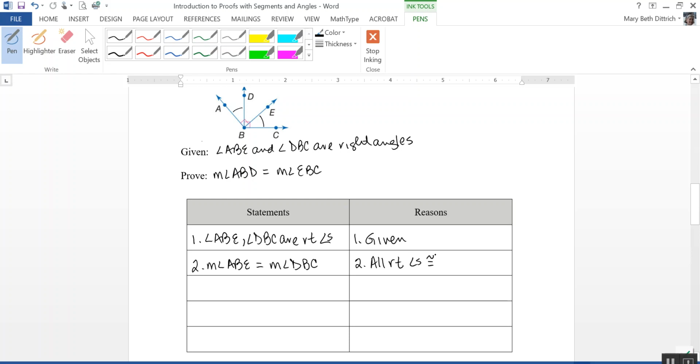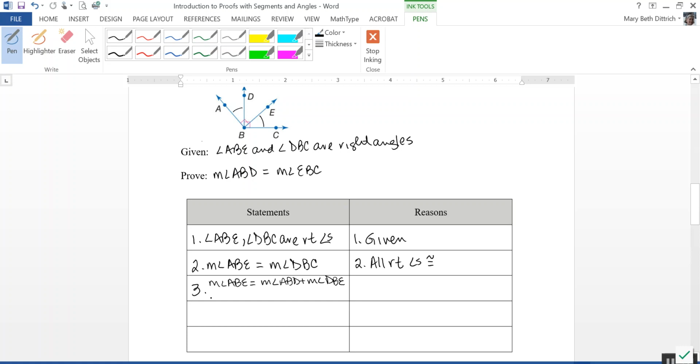So I know that those two angles are equal to each other. Now I'm going to use a little angle addition postulate and say that notice that angle ABE is equal to these two smaller angles right next to each other. So the measure of angle ABE is equal to the measure of angle ABD plus the measure of angle DBE.